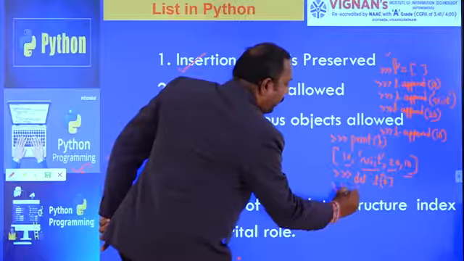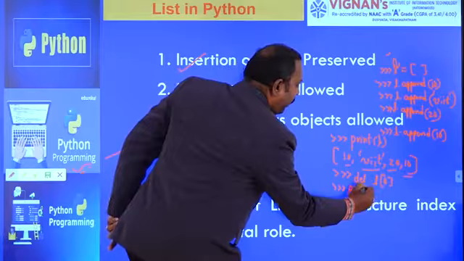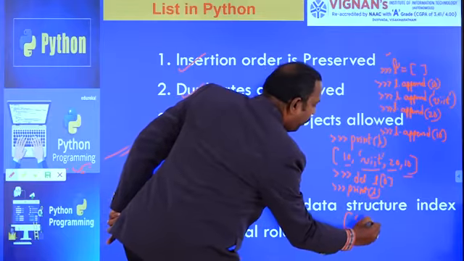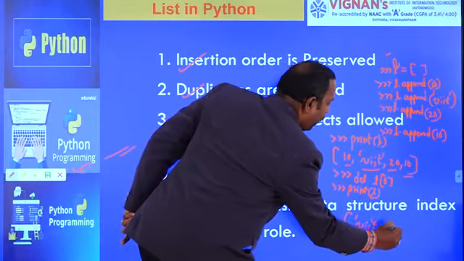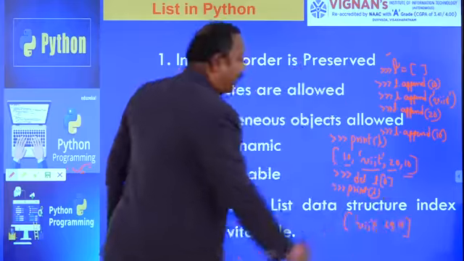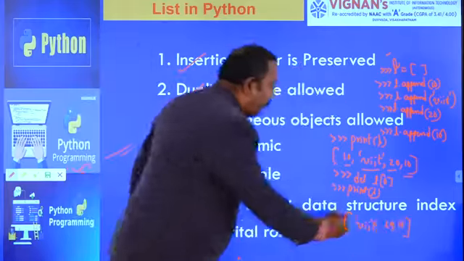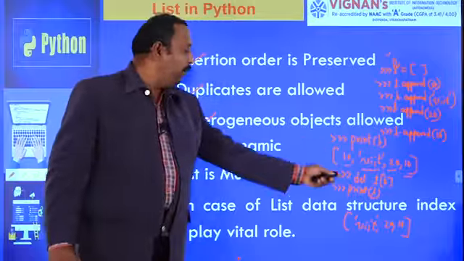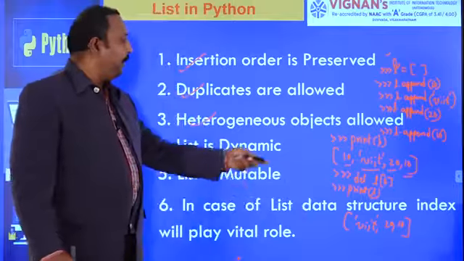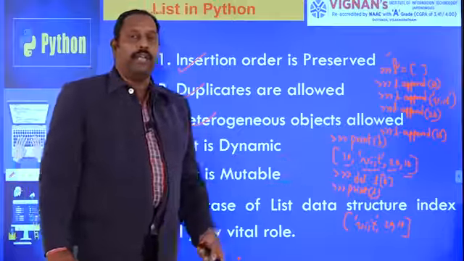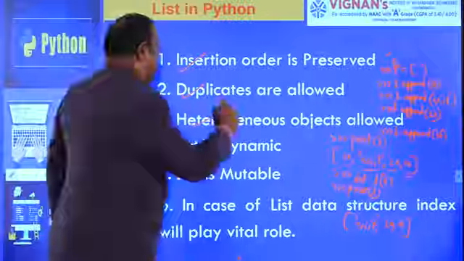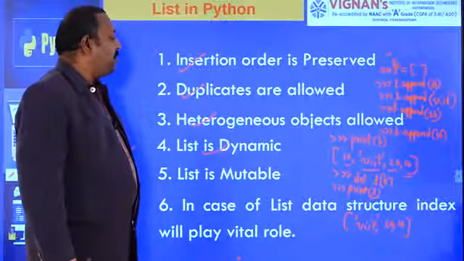Suppose I have written print L. What is the output you will get? VAIT, 20, 10. You will get the output. That means the first element 10 we have removed from the list. That means we can increase the elements and also we can decrease the elements. Insertion and deletion can also be done. That's what is called dynamic.